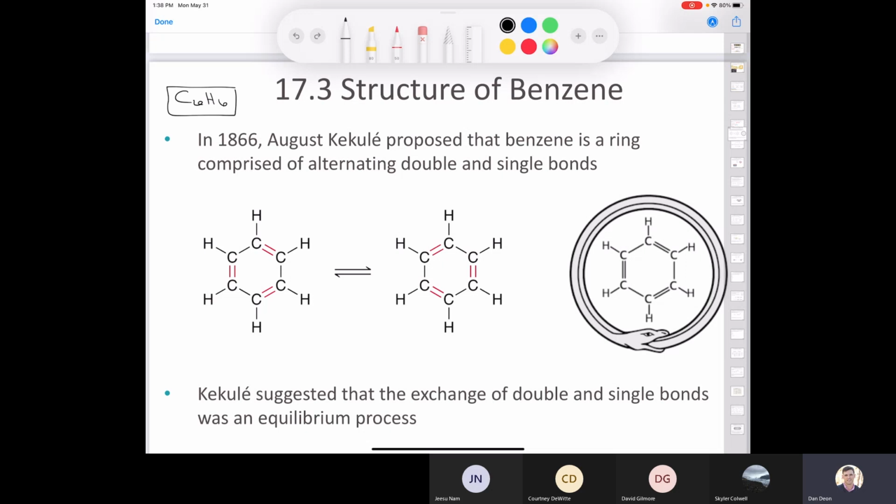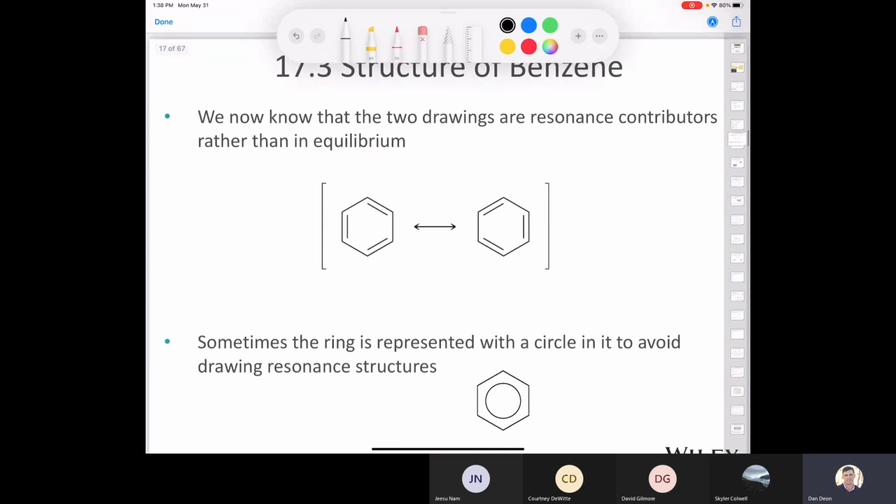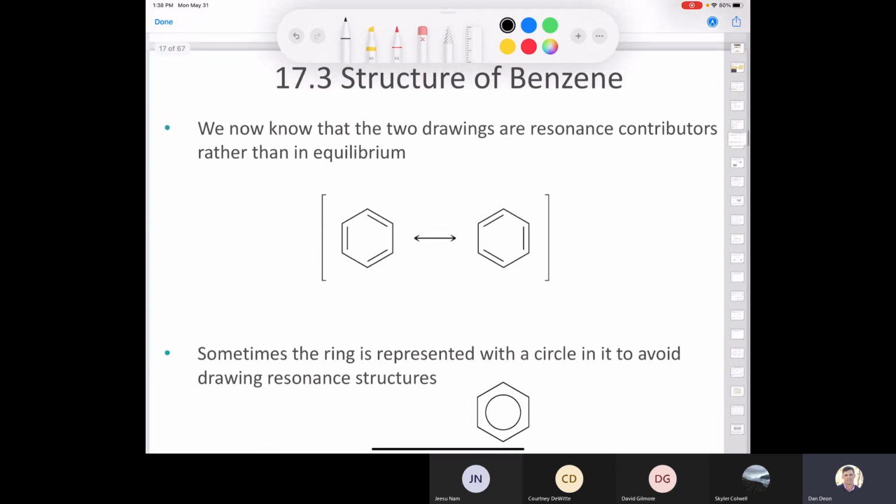But what he had wrong is that he thought that this was an equilibrium process, right? The exchange of the double and single bonds. He said that's in equilibrium, right? This is an equilibrium arrow set here, but we know it is not an equilibrium, is it? We know that it is in fact a resonance. These are resonance structures, okay? And so this is the correct arrow that we use for resonance.